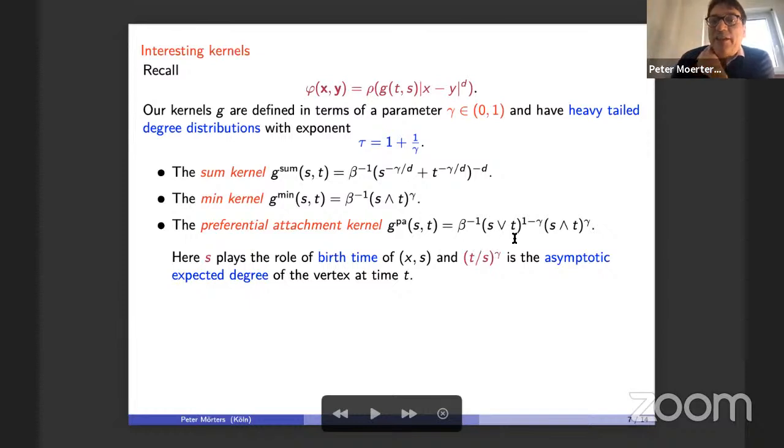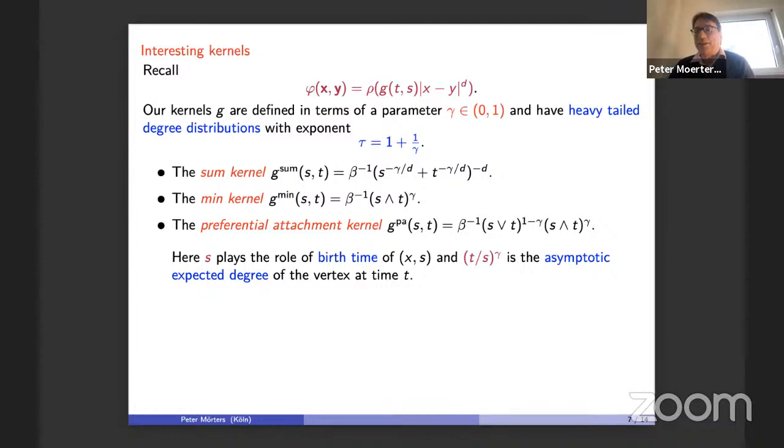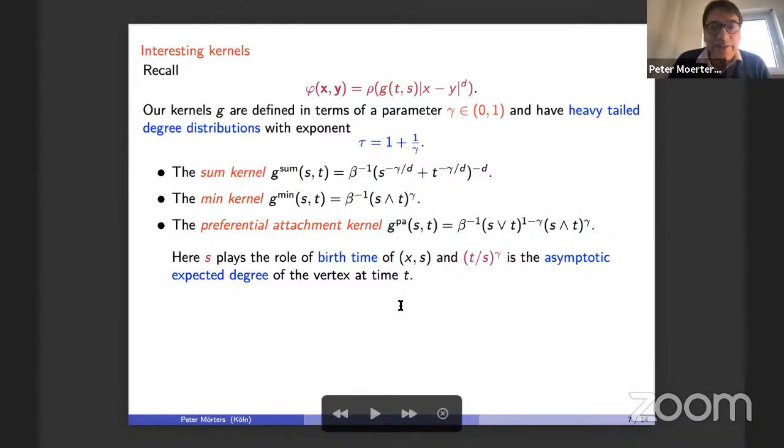So this is something like T divided by the expected degree of the older vertex, and if you know a bit of preferential attachment, this is what you do with preferential attachment, except that you replace here the actual degree by the expected degree. But qualitatively, this gives you the behavior there.